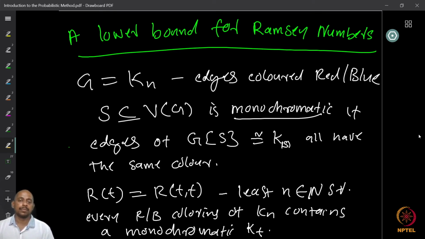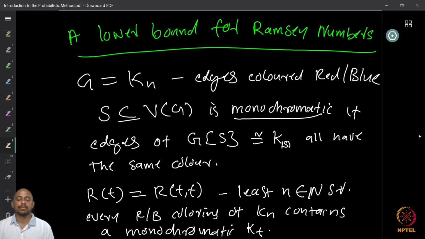Now a subset of vertices is called monochromatic, if you remember, if all the edges of the subgraph induced by the vertices of S all have the same color. Now the Ramsey number R of t, as we defined earlier, is the least positive integer n such that every red-blue coloring of the complete graph Kn contains a monochromatic Kt.